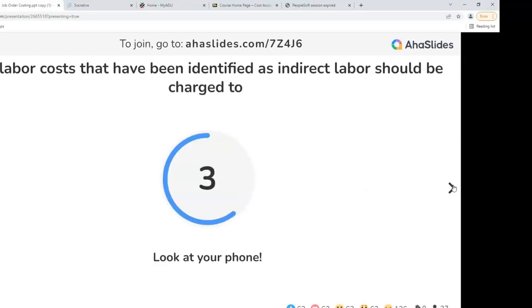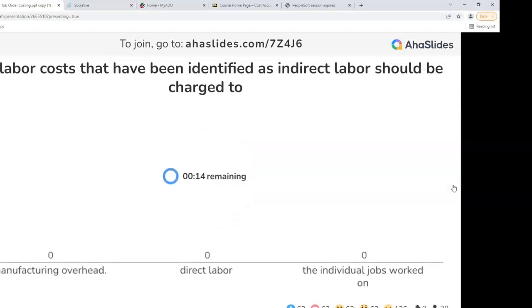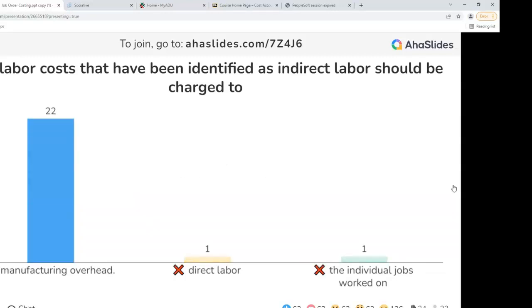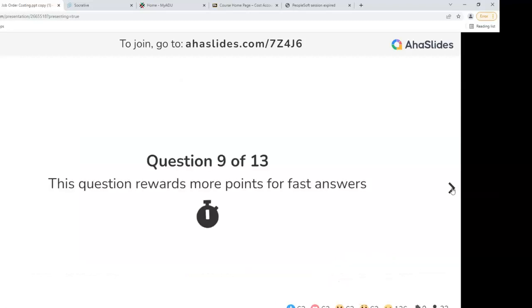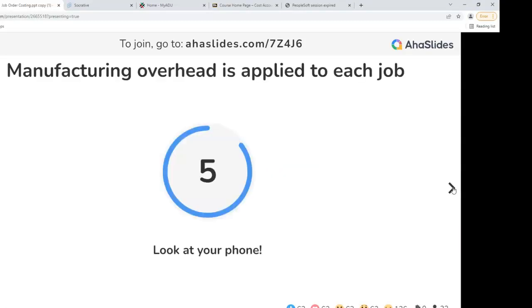Labor costs that have been identified as indirect labor should be charged to what? Very good. Manufacturing overhead is applied to each job. Notice the word applied.